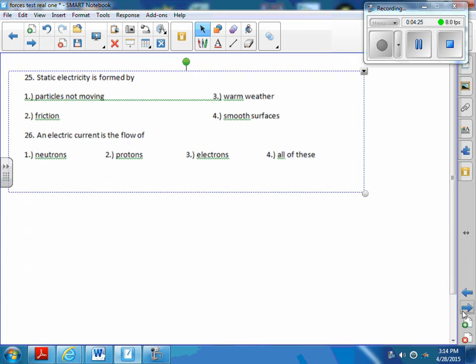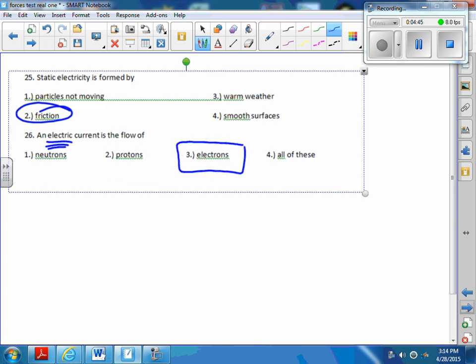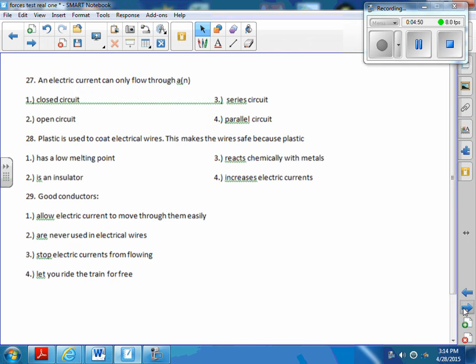Number 25, static is formed. Well, static is electricity that's not moving. How do you get static? You get static because 2 things will rub against each other and you will remove the electrons. So static is formed because of friction. An electric current. Right here, the word electric means that electrons are flowing. Neutrons and protons cannot flow. And an electric current can only allow electrons to flow through it if it's closed. An open circuit will not let it go through.